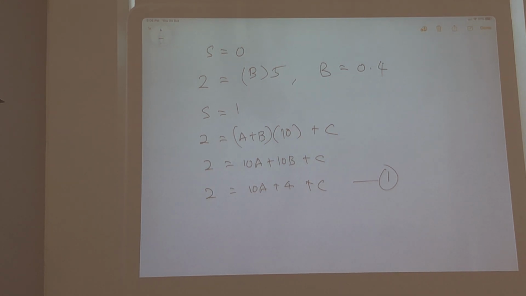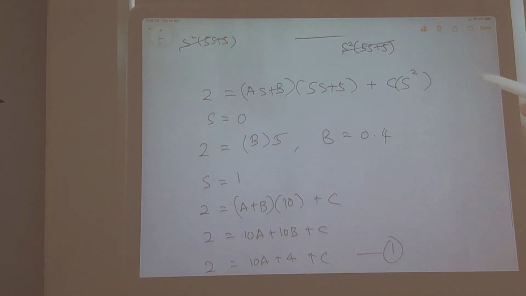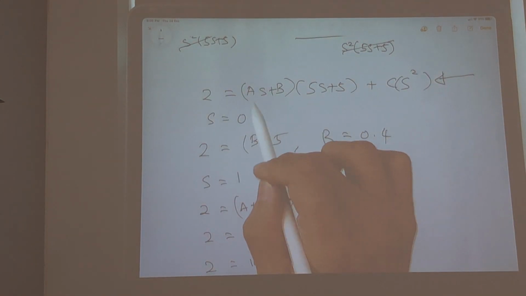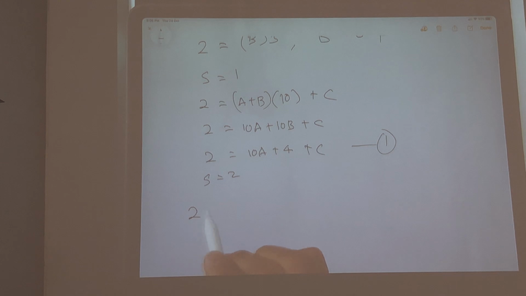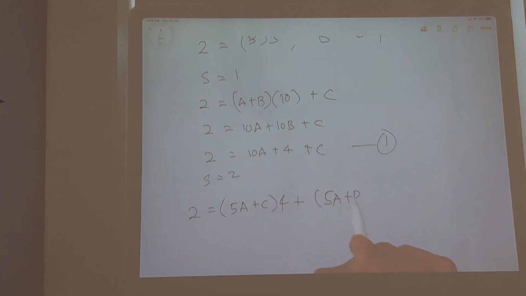Now I need to assume another S, right? Because over here I got A and C. I already know B, but I need to find A and C. How to find A and C? I assume first one S equal to 1. Let's say I assume S equal to 2, right? When S equal to 2, what is the formula I have? I always go back to this formula, right? So if I sum in S equal to 2, what's the answer I have? I should have 2 equal to 5A plus C multiplied 4 plus 5A plus B multiplied 2 plus 5B. Okay?